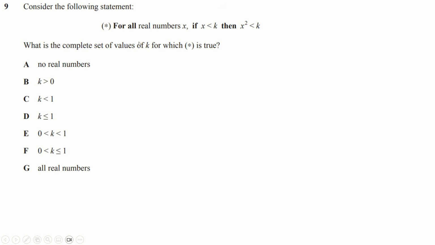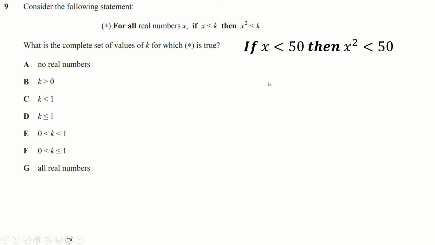This one's a bit of a weird one. For all numbers x, if x is less than k, then x squared is less than k. Let's just choose a k, like 50, and ask ourselves whether this is true. So if x is less than 50, so okay, 49, then x squared is less than 50 is complete rubbish. So no, it's not true for all real numbers. Clearly, it's not going to work for 50.